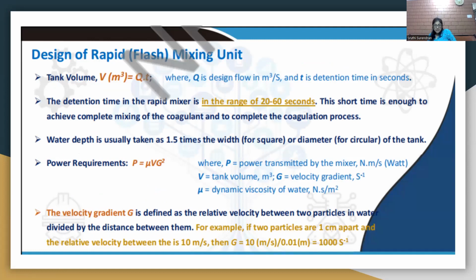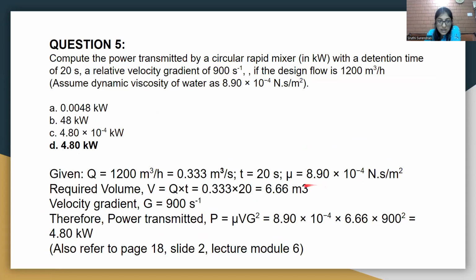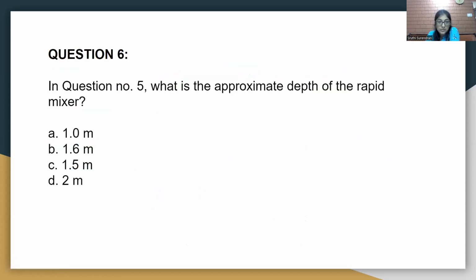So the answer here, when the values are substituted, we will be getting it in Newton meter per second, in watts, and the answer provided here is in terms of kilowatt. So that is how we are going to get 4.8 kilowatt. Okay, so that was a numerical with regard to coagulation. Moving on to the next question.